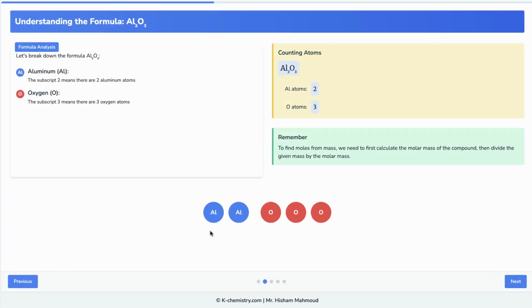I have 2 aluminum atoms. The subscript is 2 and the coefficient is 1. I have 3 oxygen atoms. The coefficient is 1 and the subscript is 3. So 2 aluminum and 3 oxygens. For every aluminum we have its mass and for every oxygen we have its mass.